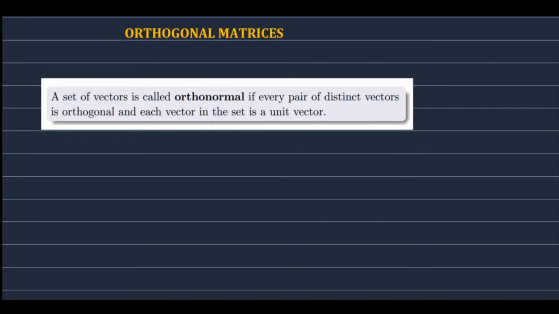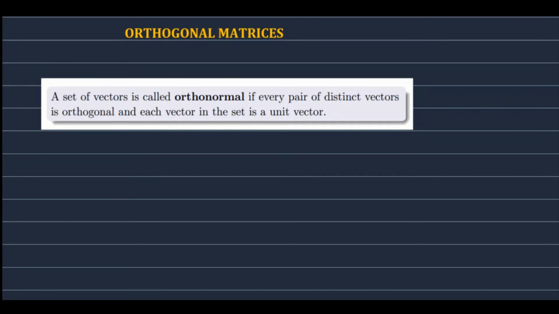Today in this lecture, we will study some more results about orthogonal matrices. We will study an important criterion of an orthogonal matrix. We will also study a procedure for constructing an orthogonal matrix from a given n by n symmetric matrix. Orthogonal matrices. So first we will see the definition of orthonormal vectors.